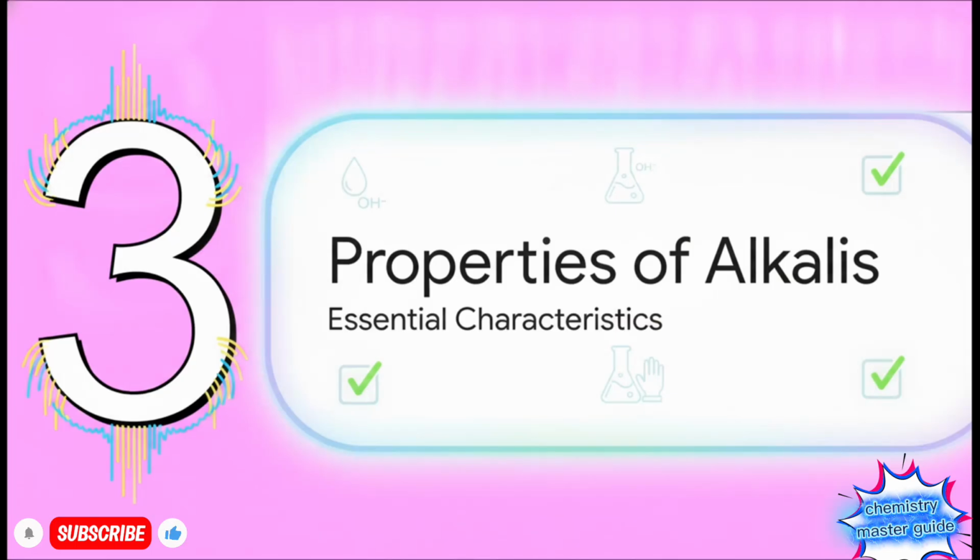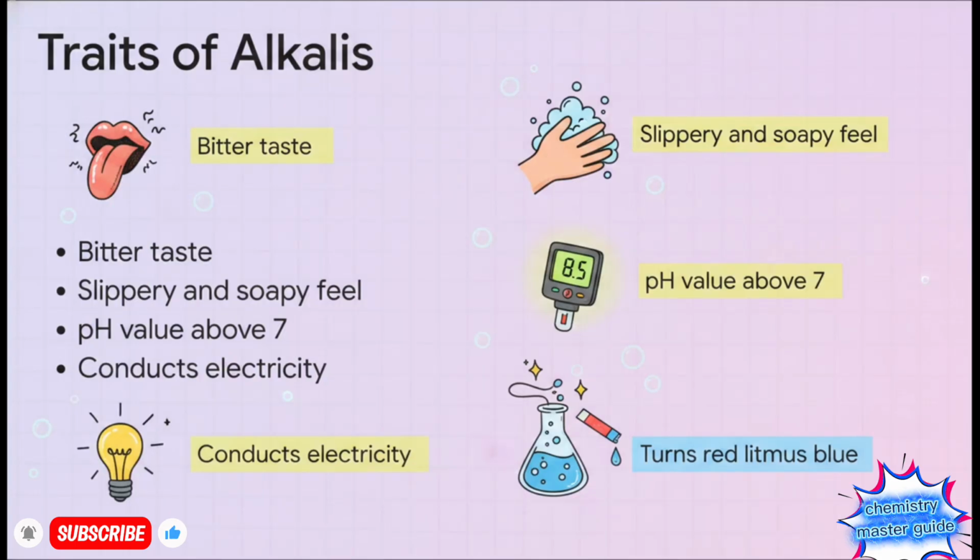Let's keep the momentum going with Section 3, properties of alkalis. Time to build your mental checklist. If you were to taste a safe, weak alkali, you would immediately notice a really bitter taste. They also have that characteristic slippery, soapy feel, which is literally what you're feeling when you're washing your hands with soap. Chemically, they always register a pH value greater than 7. And here's the cool part. Because they produce ions in water, these solutions actually conduct electricity. Finally, the classic laboratory test. Alkalis will always turn red litmus paper blue.